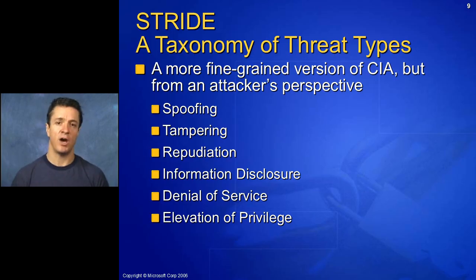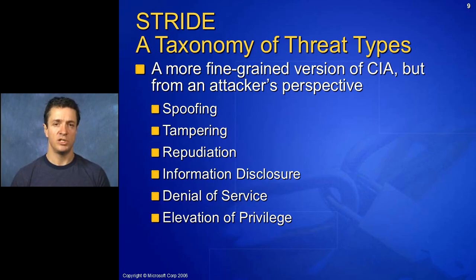So I sort of touched on STRIDE. I want to go into STRIDE in a little bit more detail right now. STRIDE is just a taxonomy of threat types. It's looking at things from an attacker's perspective. If you're familiar with CIA, which is confidentiality, integrity, and availability, CIA are all security properties that you desire. STRIDE is a more fine-grained version of CIA that looks at it solely from the attacker's perspective.